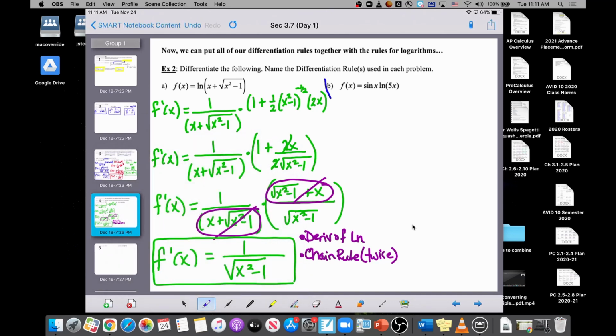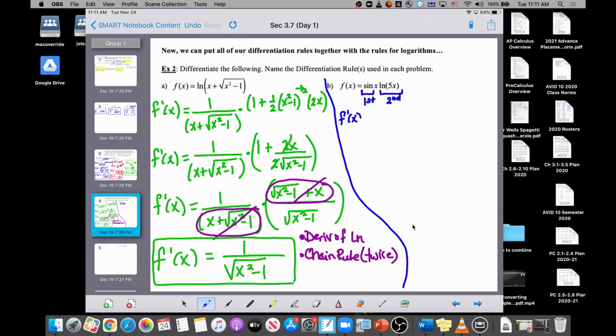All right, letter B. This one is simpler. We have a product to begin with. We have f of x is equal to sine x times natural log of 5x. So obviously we have to begin with the product rule. So our first function is sine x, and our second function is ln 5x. So we're going to do first d second plus second d first.